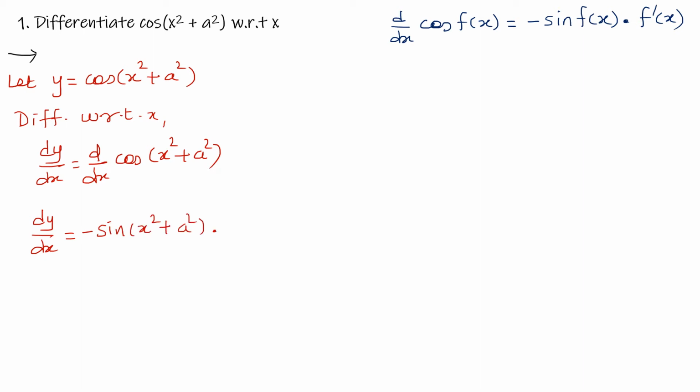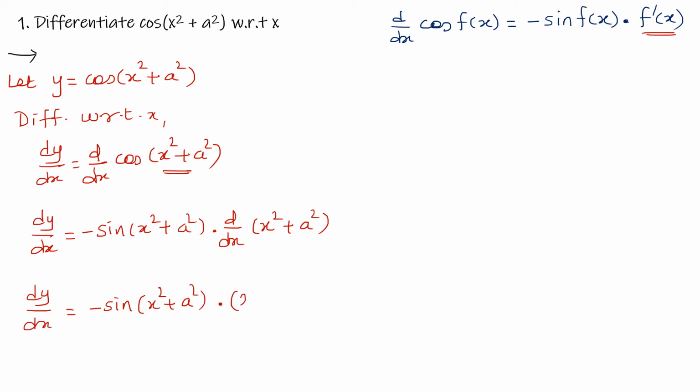Now I'm looking for this f dash of x. F dash of x means the derivative of this part, so into the derivative of x square plus a square. Further, this can be written as dy by dx is equal to minus sine of x square plus a square into the derivative of this: x square is 2x, and a square is a constant, so its derivative is 0.